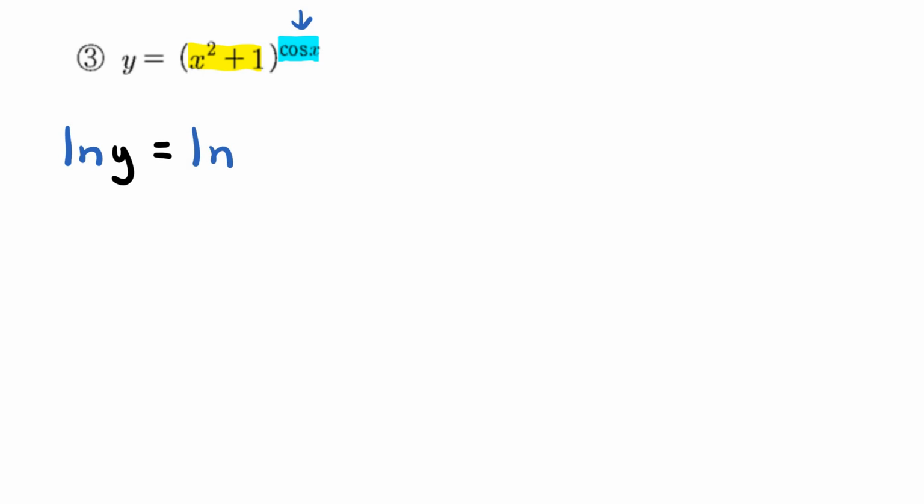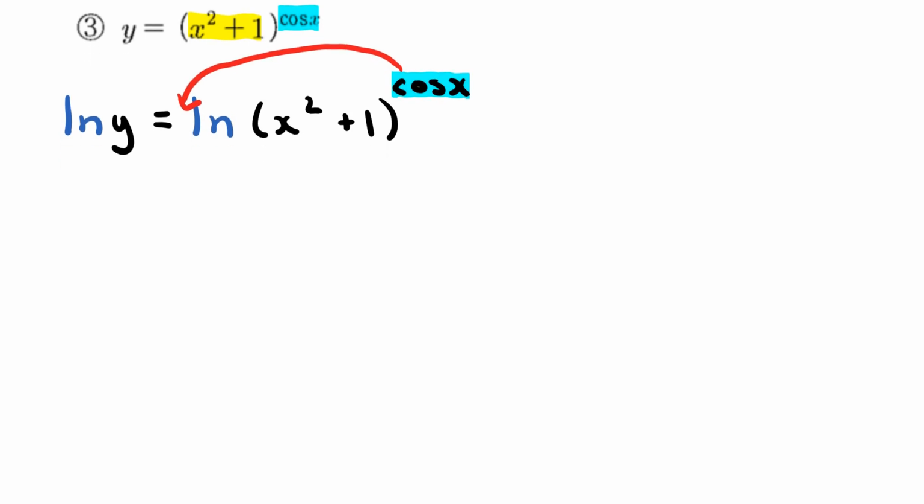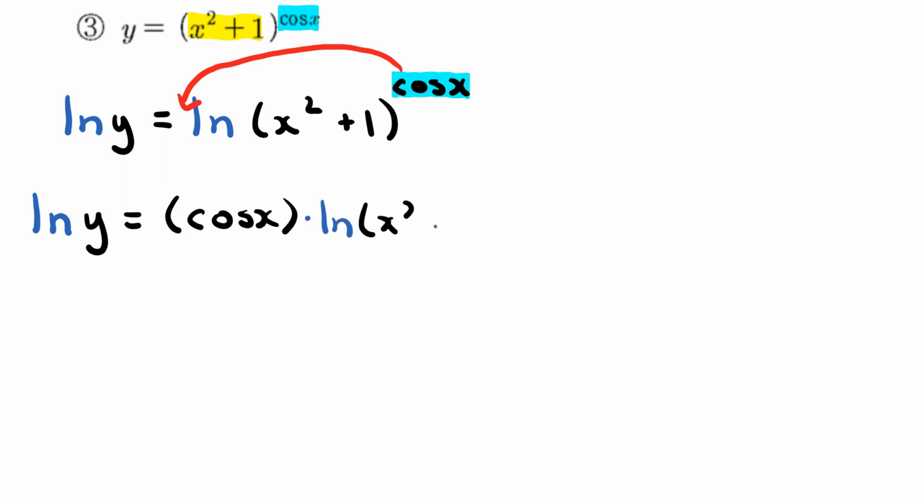And then if I ln this side, I have bracket x squared plus 1 to the power of cos x. As I mentioned earlier, once you use the logarithmic properties by lnning both sides, you can take that cos x and soccer kick that to the front. So that's one of the main logarithmic properties that you want to be able to use. So now I have ln y equals, I'll put this in brackets, cos x, and then you multiply that by ln of the bracket x squared plus 1.